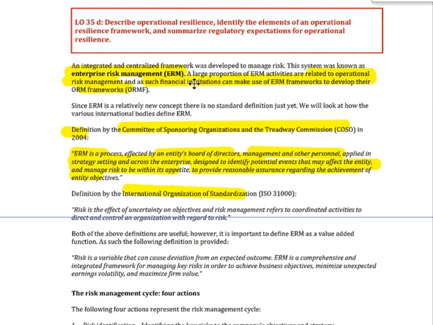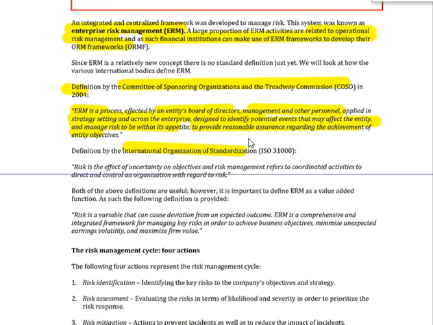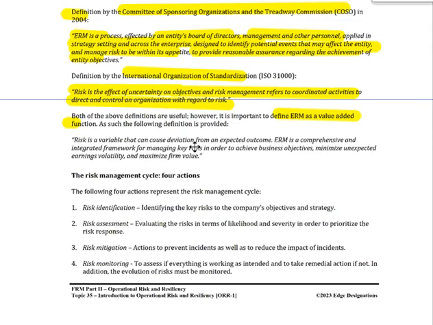ISO, International Organization for Standardization, they said risk is the effect of uncertainty on objectives, and risk management refers to the specific activities to direct and control an organization with respect to risk. Doesn't matter which definition you use, but it's important to note that ERM is a value-added function.